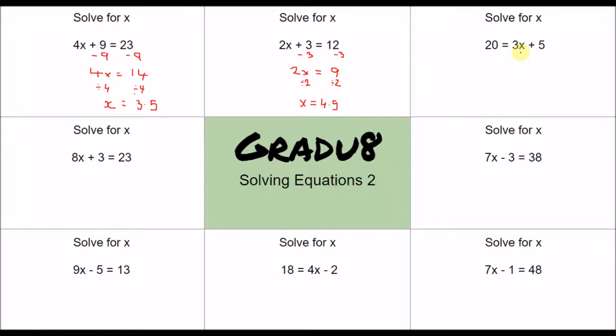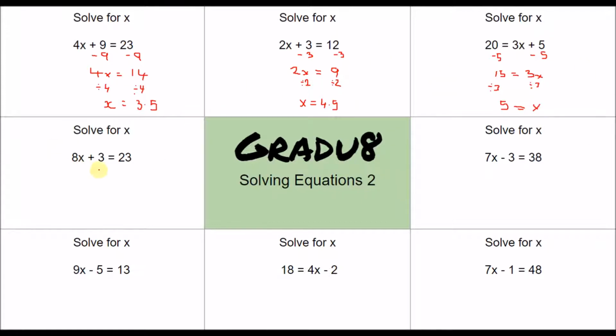Okay, so this one, remember, we want x on its own. It doesn't matter that it's the other way around. I'm going to get rid of 5. So take away 5, take away 5. It's going to give me 15 equals 3x. And you should already be thinking, how do I undo a 3x? Well, I divide by 3, which means I'm going to divide by 3 on this side as well. That's going to give me 5 equals x. That's absolutely fine.